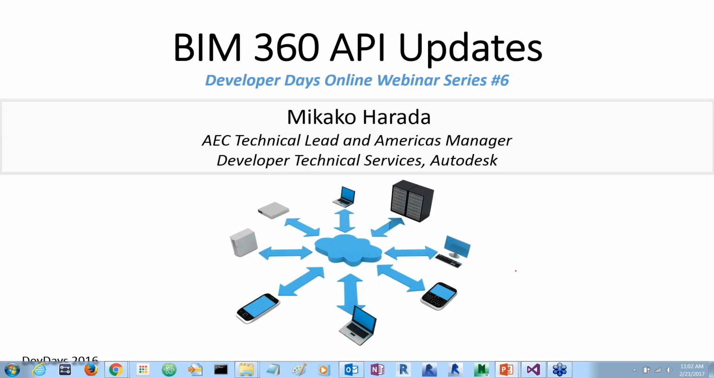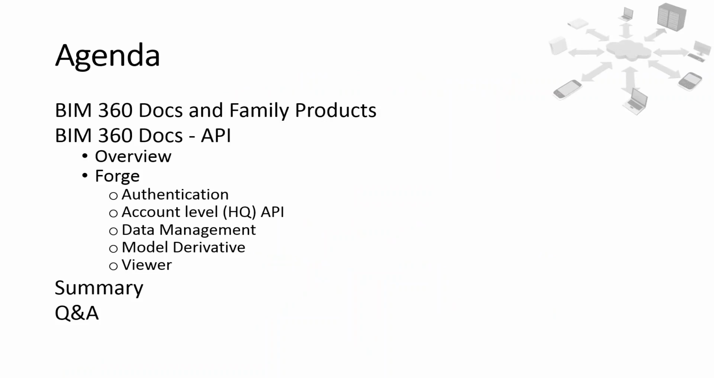So today's agenda is, first, I'm quickly going through the BIM 360 Docs and the family product, followed by the APIs. I put the dash after BIM 360 Docs. It's not about the BIM 360 Docs API, but the API about Docs, and you'll find out why I'm putting this as separate between Docs and APIs. And with that, I will give a brief overview, followed by the component Forge APIs: authentication, account level, also known as HQ API, data management, model derivative, and viewer APIs. I will be focusing on the relation with the Docs, followed by the summary and then Q&A. I expect that it will take about 45 minutes to 1 hour.